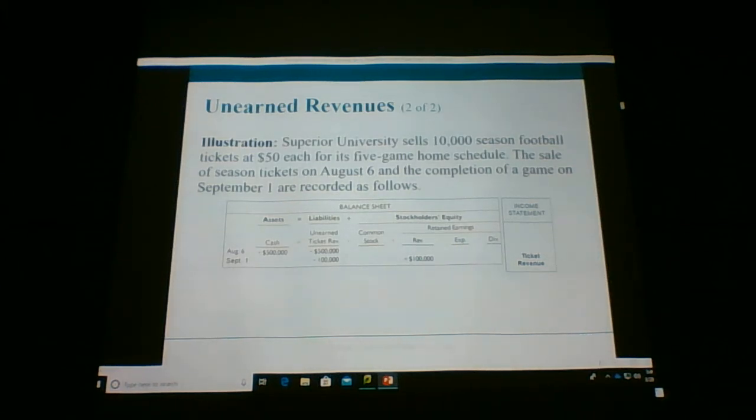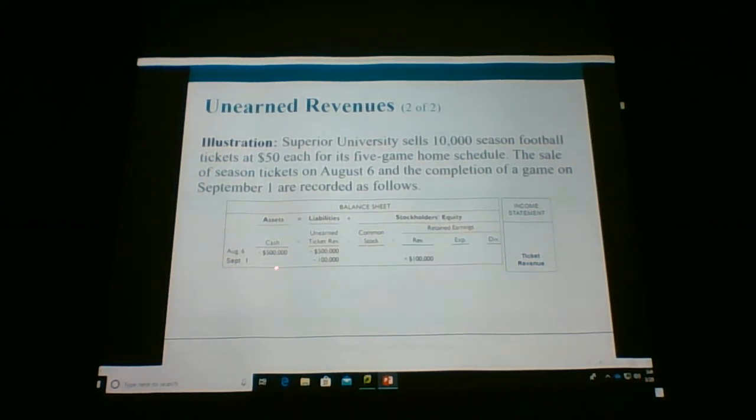Okay, so this is an example that I have used in class before. Superior University sells 10,000 season football tickets at $50 a pop for each of its 5-game home schedule. The sale of season tickets on August the 6th, which is a little late, quite honestly, for season tickets, and the completion of the game on September the 1st are recorded as follows. So remember, they got the money for 5 home games, but now they've played one of them. So let's look down here.